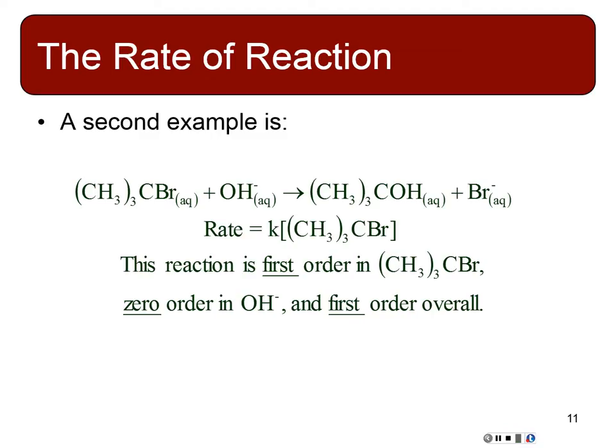This is really important to know, because you can go in the lab and say you're trying to make your reaction faster. If you just keep pumping hydroxide into that reaction and you think it's going to speed it up, nope, not one bit. So it's important to know the reactants that are 0 order, that have no effect on the rate.